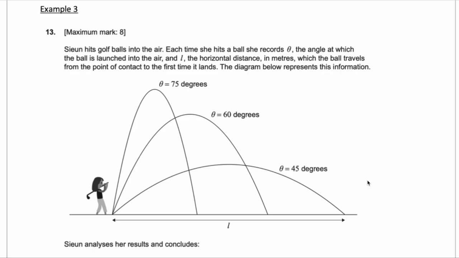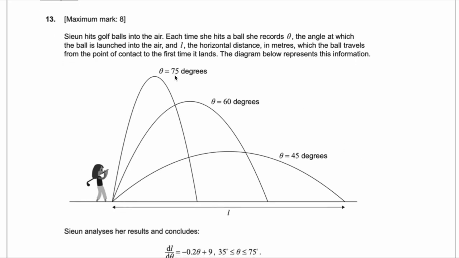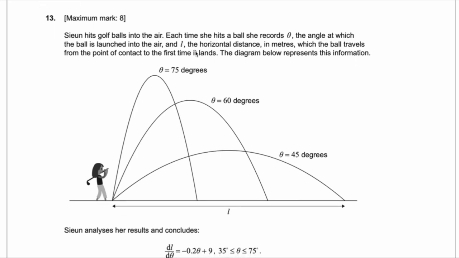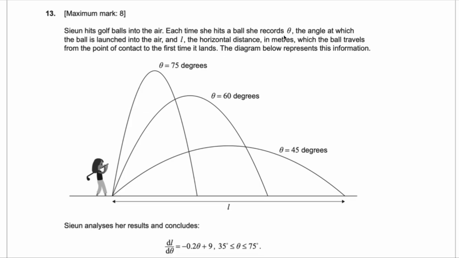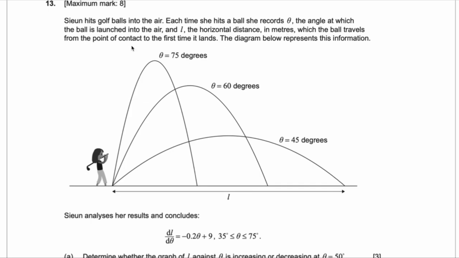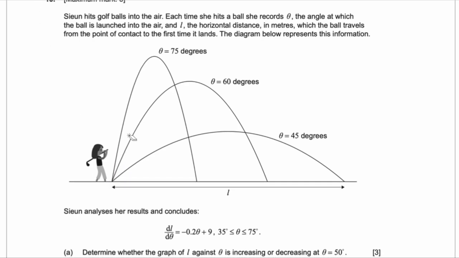Okay, next, Sion hits a golf ball into the air. Each time she hits it, she records theta, the angle at which the ball is launched. Okay, this is a steep angle here. Looks like close to 90, maybe it's 85 degrees or something. This, maybe it's 75. This looks like about 40 or 30 or something. So that we're talking about that angle. Anyway, we got an equation down here.